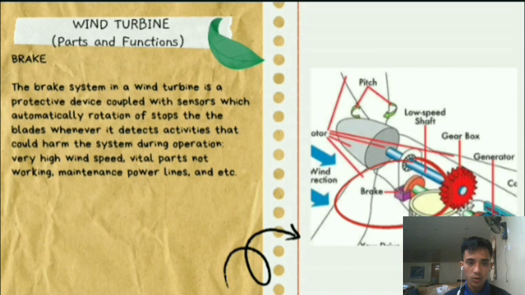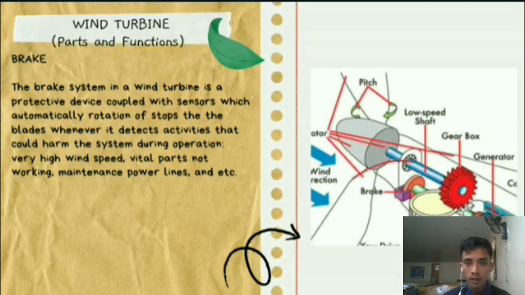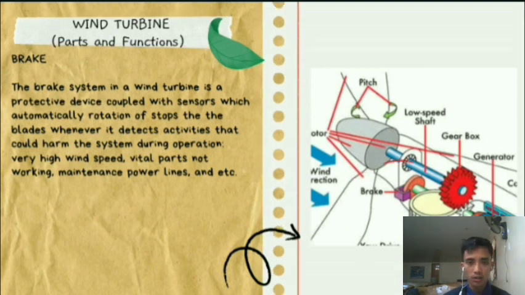Number 2, generator brake. The generator brake, also known as the mechanical or electrical brake, is applied to the high-speed shaft connected to the generator. It stops the rotation of the generator rotor, preventing it from producing electrical power. Similar to the rotor brake, the generator brake is used during maintenance and for safety in high wind conditions. So, yan po yung brake natin tinatawag.